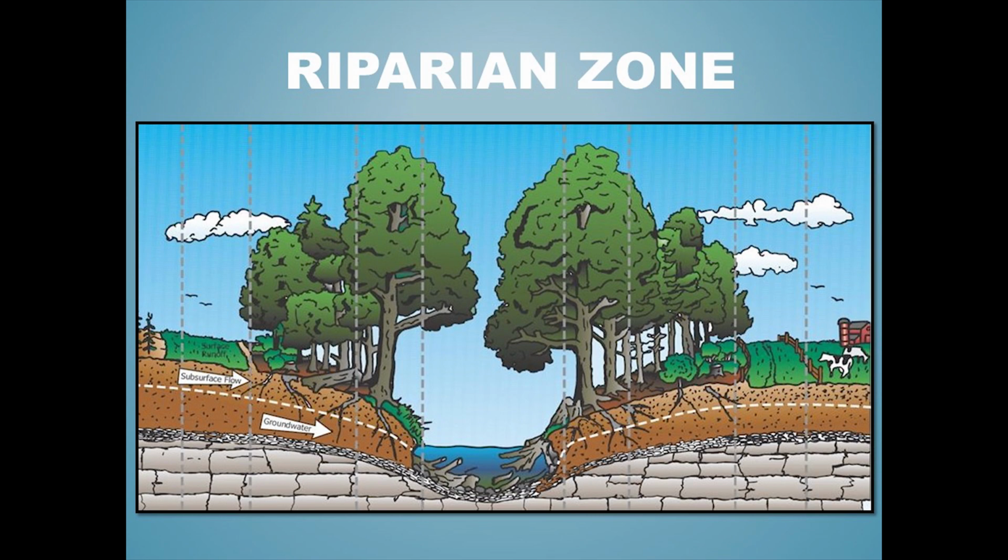You can see in this picture the riparian zone has a buffer of trees, and these trees help to keep the water healthy in many different ways that we're going to talk about a little bit later.